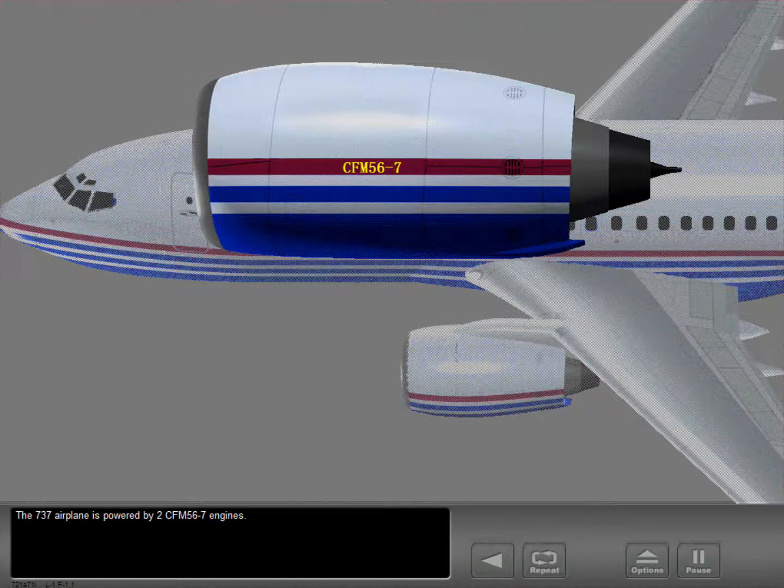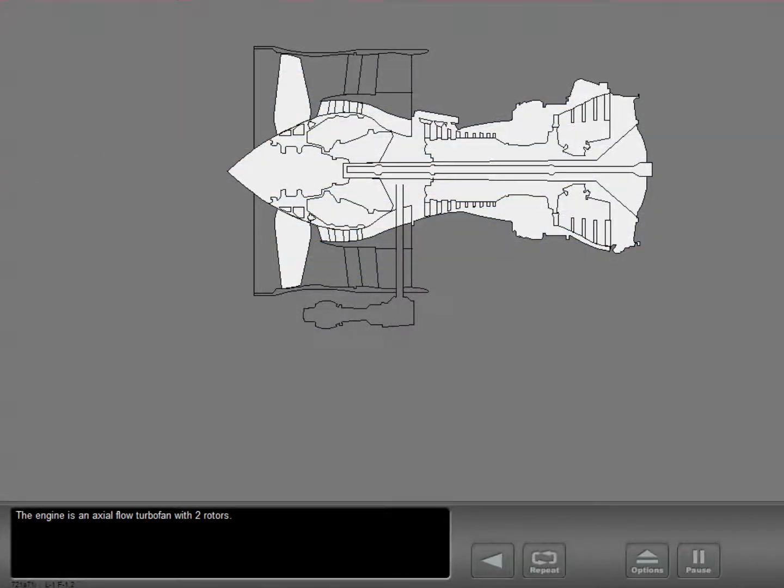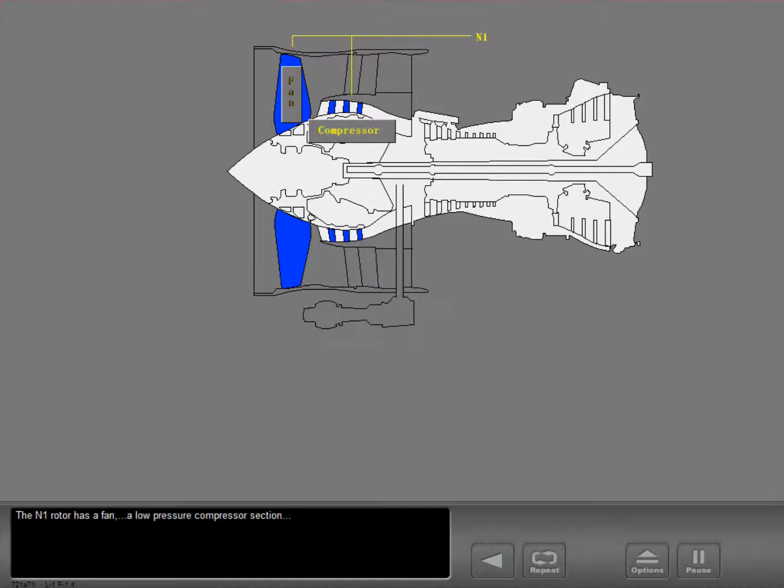The 737 airplane is powered by two CFM56-7 engines. The engine is an axial flow turbofan with two rotors. The N1 rotor has a fan, a low-pressure compressor section, and a low-pressure turbine section.